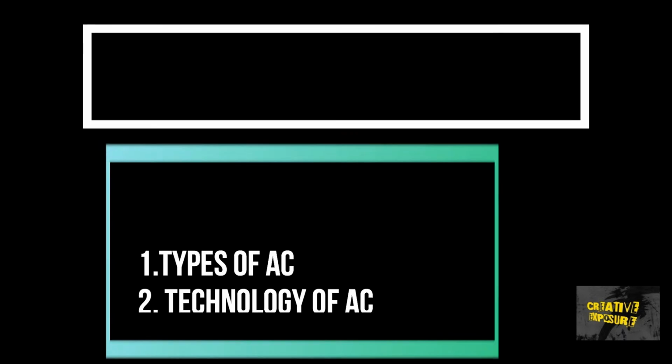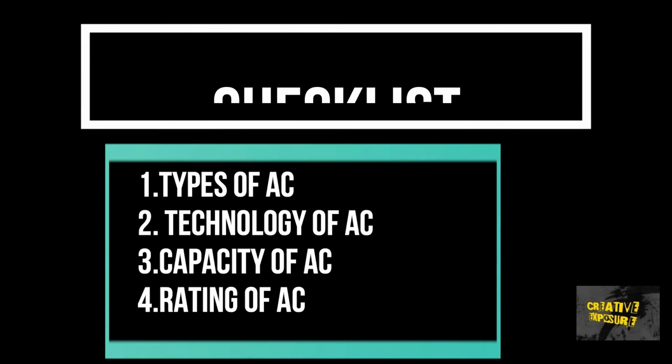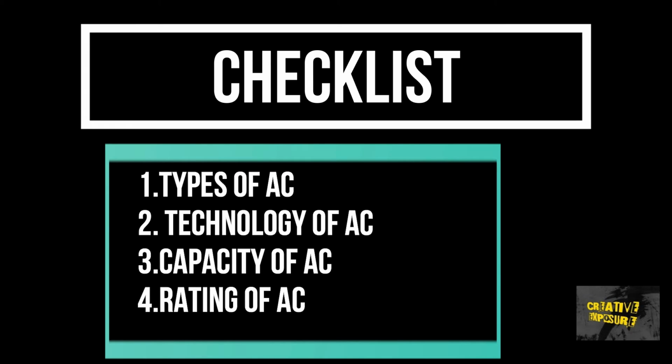So these 4 points are the vital points before you choose any air conditioner. The first one is type of AC, the second one is select the technology, is it non-inverter or inverter, then the third point is the capacity of air conditioner according to your room size, and the fourth point is the star rating.